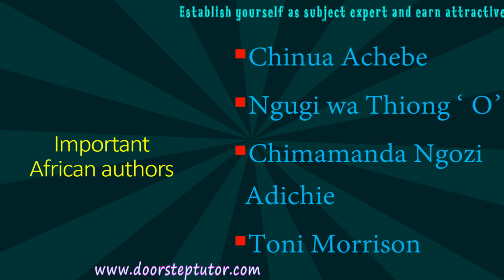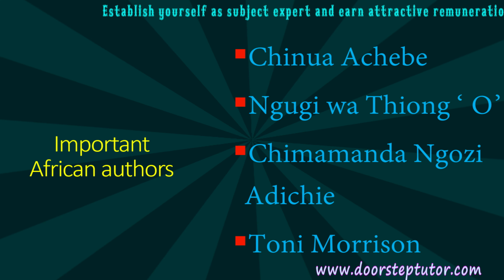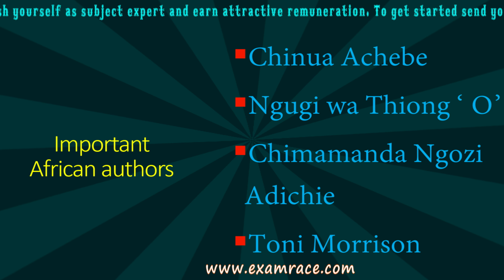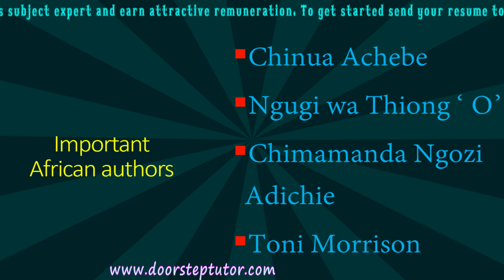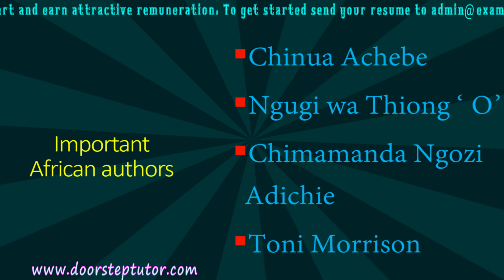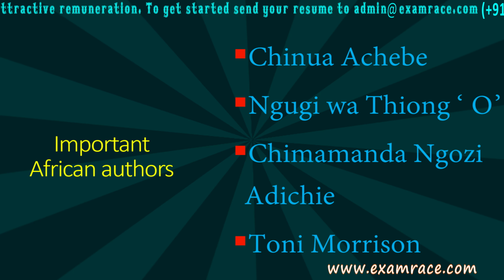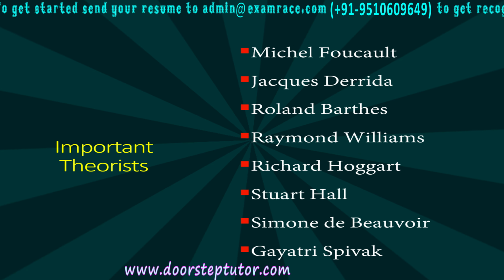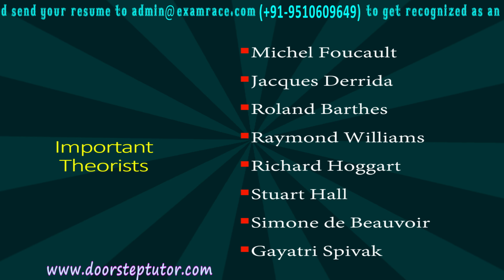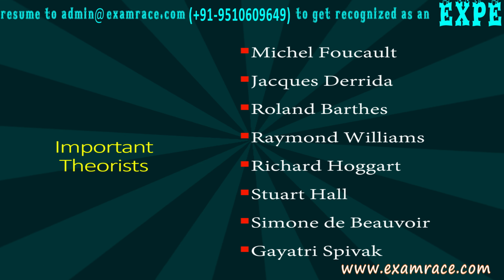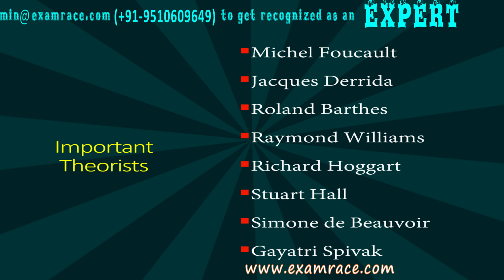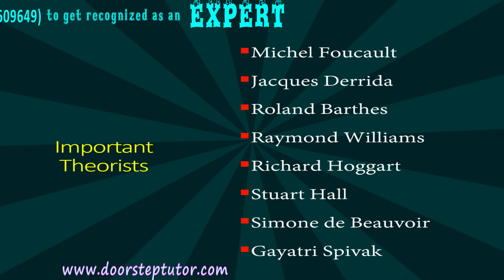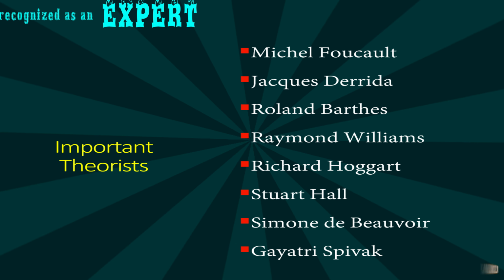Now, important African authors include Chinua Achebe, Ngugi wa Thiong'o, Chimamanda Ngozi Adichie, and Toni Morrison. Toni Morrison is a South African writer who got the Nobel Prize in Literature. And the important theme in African writings is post-colonialism. What impact post-colonialism had on their life and on their culture is well said in the works of these authors.